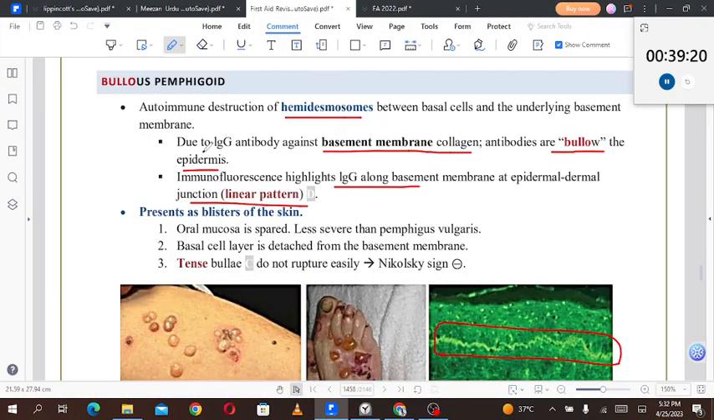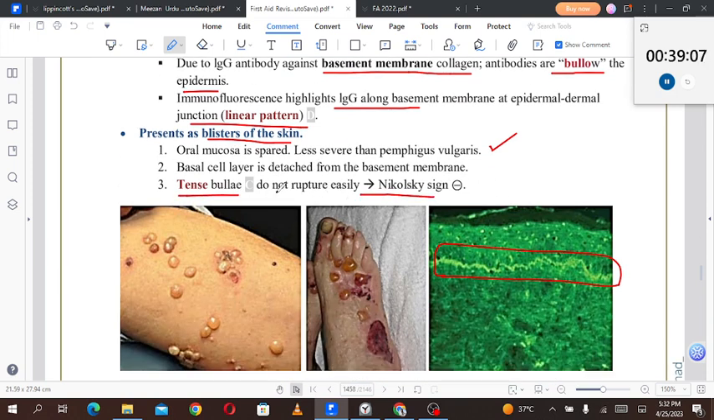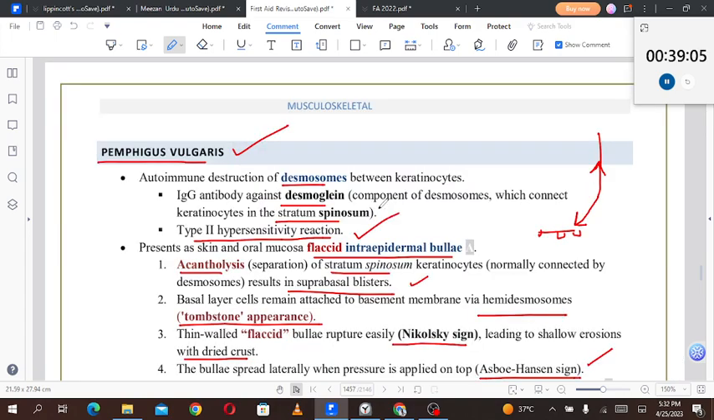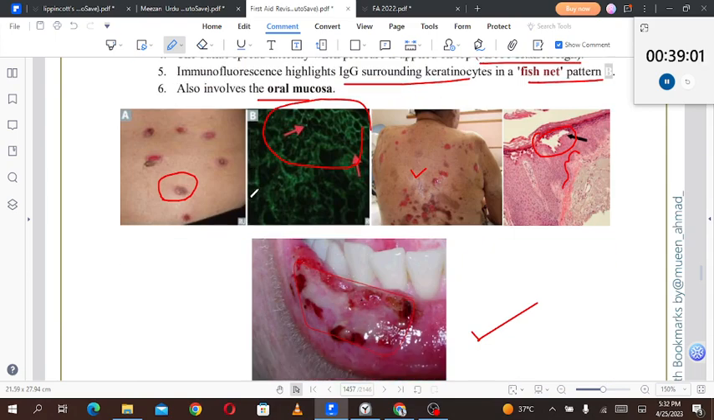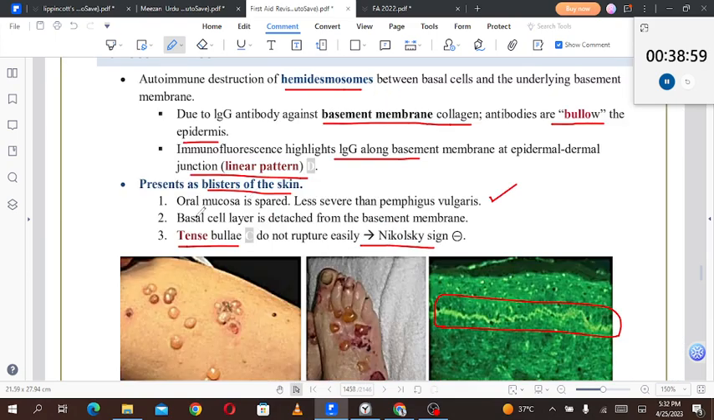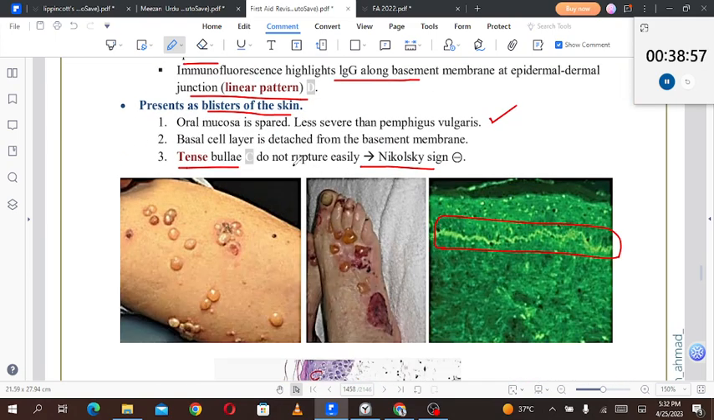So the bullous pemphigoid is going to present as blisters of the skin. Oral mucosa is spared, less severe than the pemphigus vulgaris. Basal layer is detached from the basement membrane, and tense bullae do not rupture easily. That is Nikolsky sign negative. So Nikolsky sign is positive for the pemphigus vulgaris, while the Nikolsky sign is negative for the bullous pemphigoid because these are tense bullae and they are not rupturing easily.